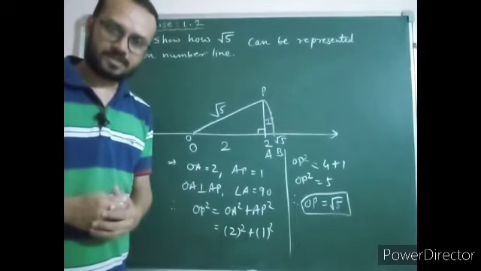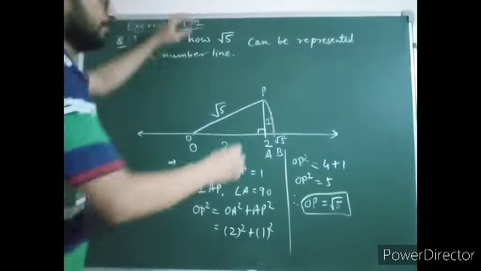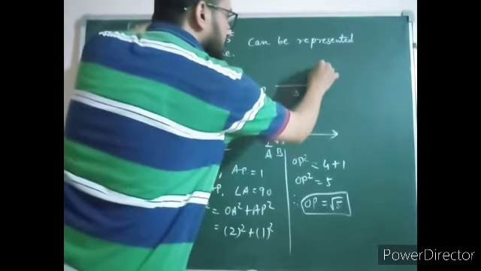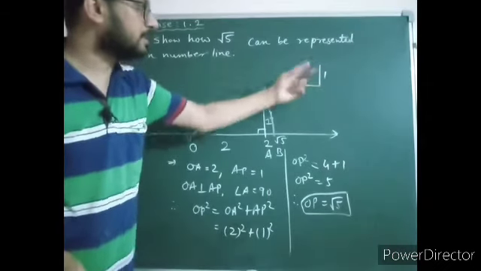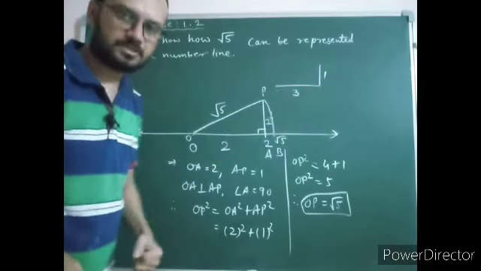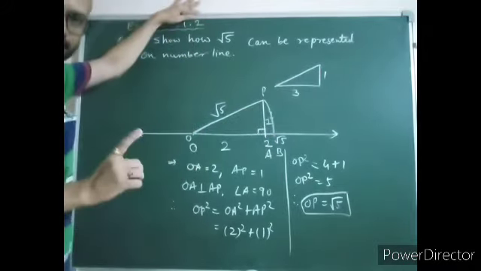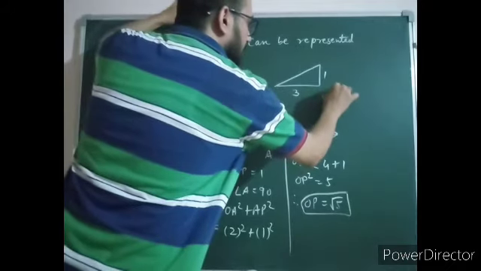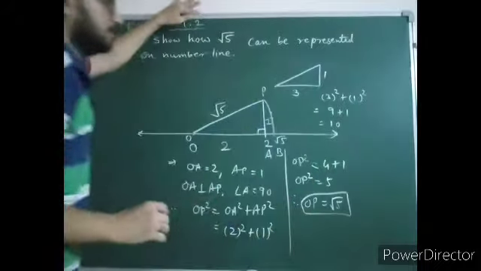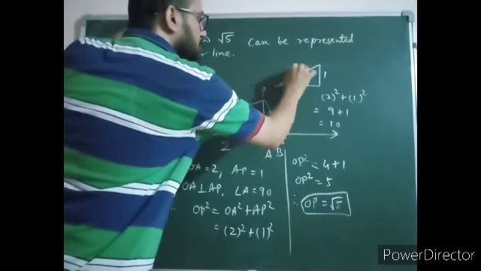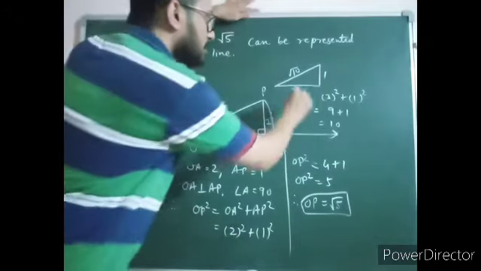Now using the same concept, you can obtain some other numbers directly on the number line. What you can do? Taking this distance as 3 units and this distance as 1 unit. Suppose this is 3 centimeter, then 3 times this should be 9 centimeter. Then this distance can be directly obtained using the Pythagoras theorem. 3 square plus 1 square equals 9 plus 1 equals 10. So this length will be root 10 using this method. So you can directly obtain root 10 on the number line.